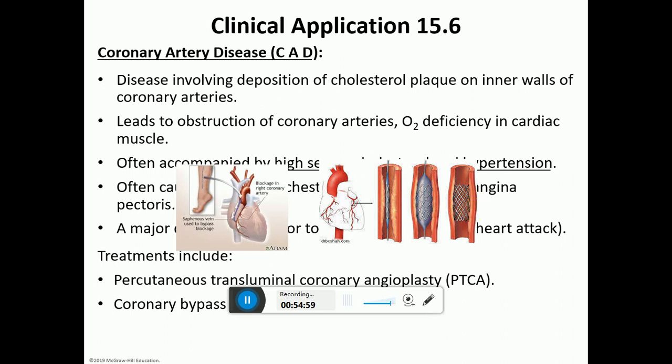Another, more permanent solution would be a coronary bypass. We'll take a graft from the saphenous vein, which is a vein in the lower limb, and use it to bridge, to bypass the area of the occlusion or where the clot is. Okay, this concludes chapter 15.